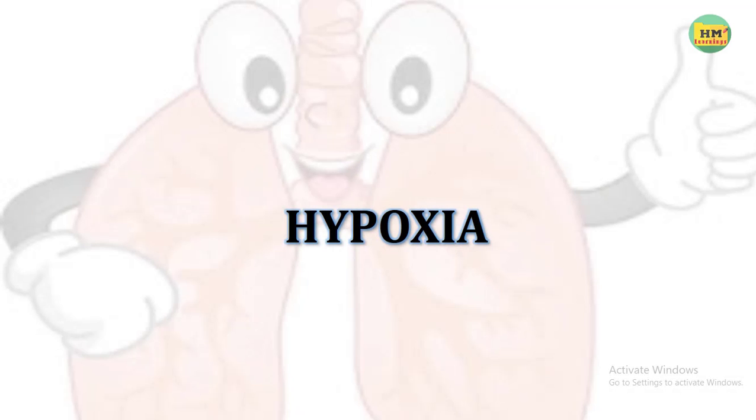Hypoxia is defined as the deficiency of oxygen at the tissue level. It is one of the frequently asked long answer questions in the university examination, and many questions can be framed from this part of respiration in the NEET PG. In this video, I am going to tell you what is hypoxia, what are its types, what is the treatment, and what is its effect on the cells.